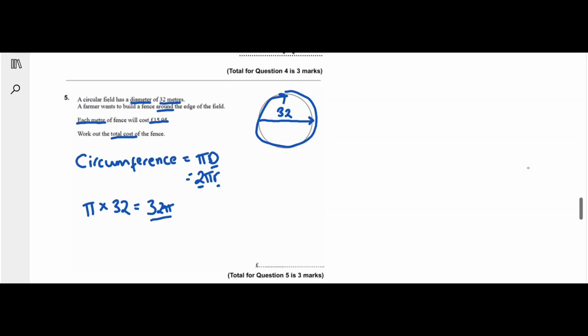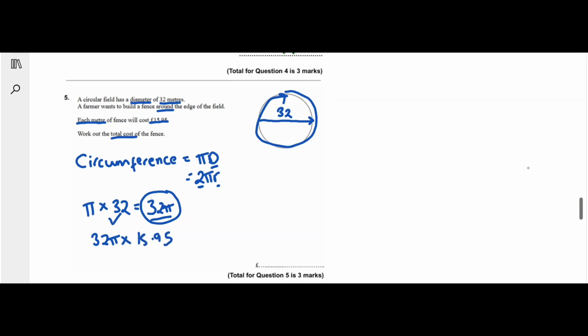So each metre of fence will cost £15.95. That's every metre, and this is how many metres I've got. So I'm going to do 32 pi, my total distance, times 15.95.